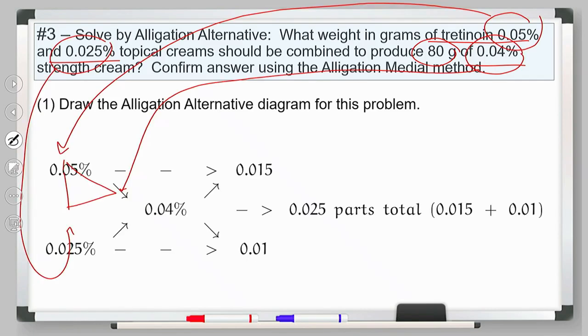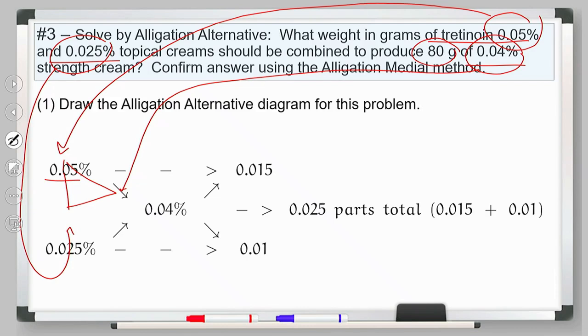We said in this alligation, we start with the high concentration. So there on top, did you write 0.05 on top? 0.05 up here. Then the low concentration was 0.025. That's on the bottom. So 0.05 on top, 0.025 on the bottom. Okay. Then in the middle here, to the right, what we want. What is the target? 0.04.